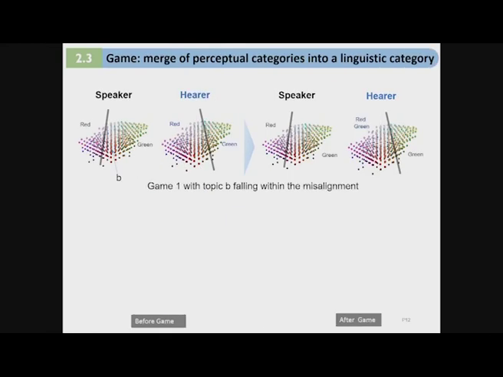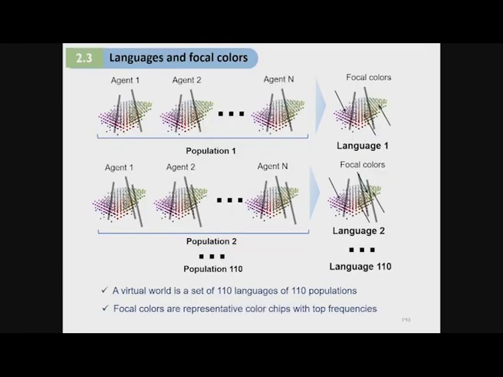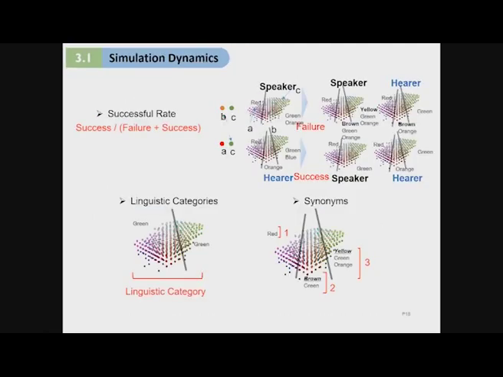Similarly, if you play this kind of game many, many times, after a while you will find that some neighboring categories will end up using the same color term. That will trigger the emergence of linguistic categories. And then we let agents play this game many, many times and see what kind of communal language they will develop and how the focal colors are distributed in that communal language. Let's look at the results.